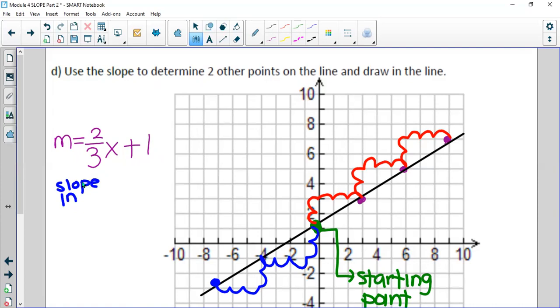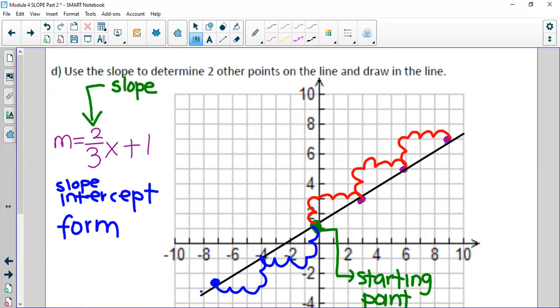So in slope-intercept form, the term in front of the x, that is our slope. So for this particular question, it was our rise over run, a rise of +2, a run of +3 to the right.